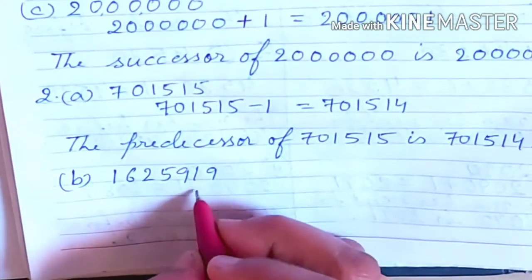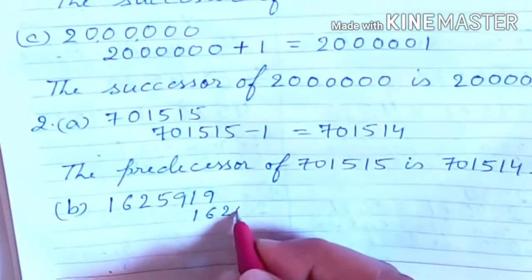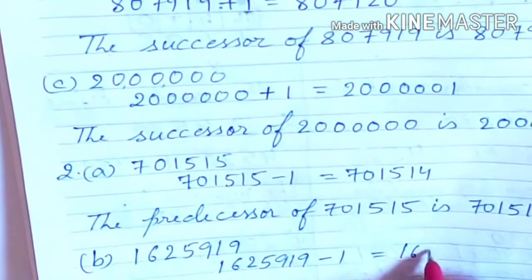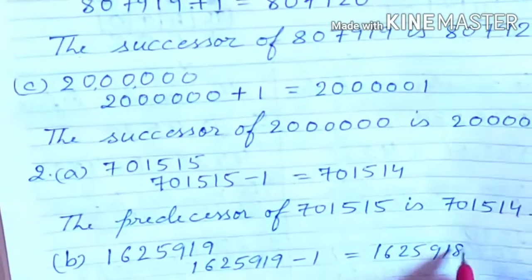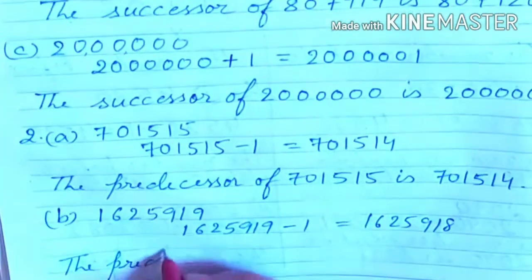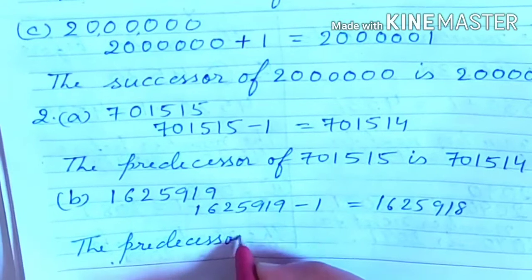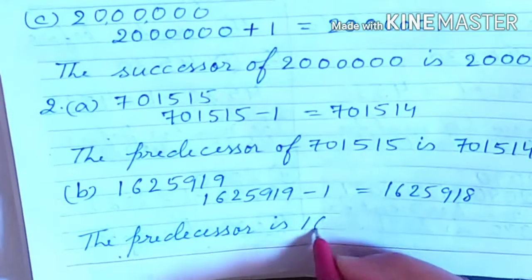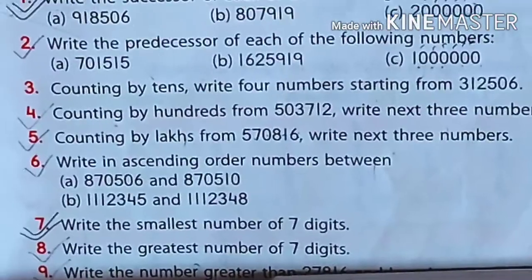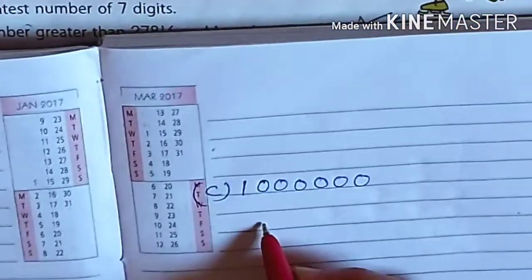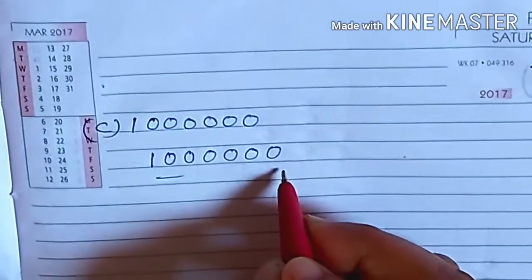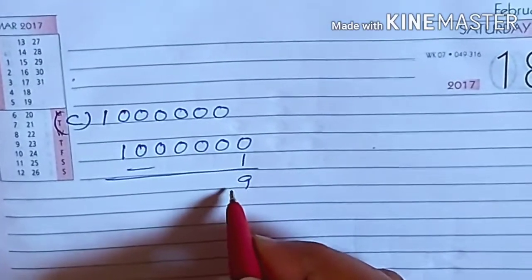The next number is 1625919. To find the predecessor, we have to subtract 1 from this. 1625918. So the predecessor is 1625918. To find the predecessor of this number, we have to subtract 1 from this number. Subtract 1. What do we get here?